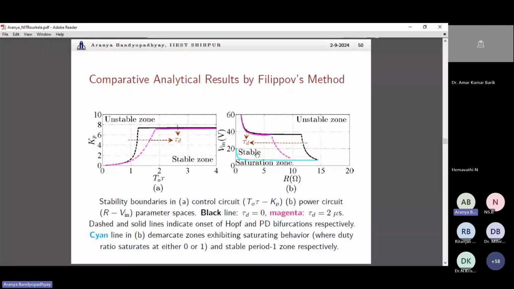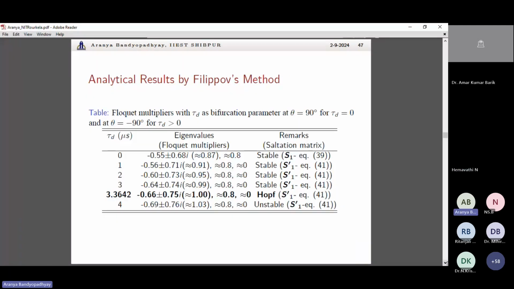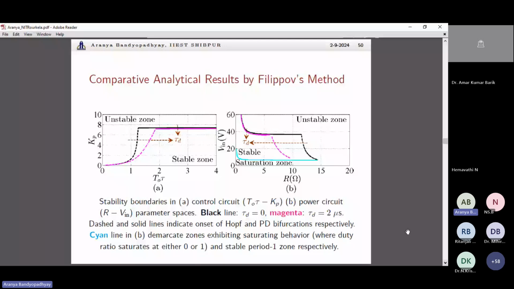In this case, we have taken the inherent time delay as 2 microseconds. This is for 0 microseconds. And the instability was occurring at 3.36 microseconds. So it is perfectly well within the critical delay threshold, but that does not mean that it hasn't left its mark. Now, can you see the interesting case of it?